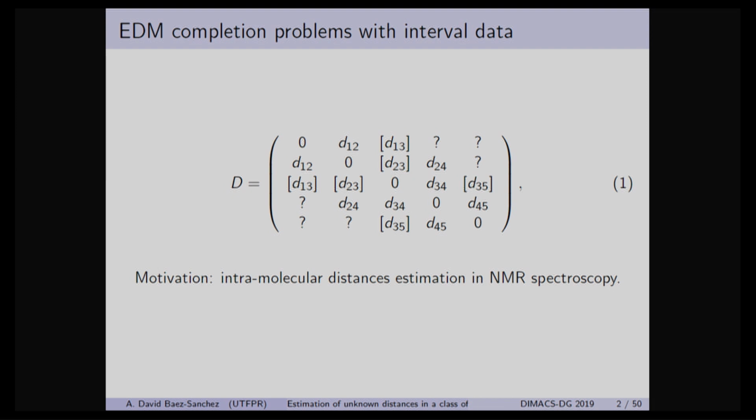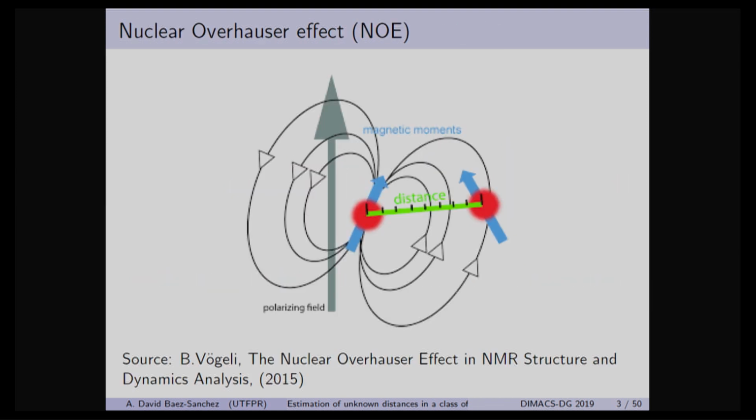Where can you find a situation like this? Our motivation is the intramolecular distance estimation in NMR spectroscopy. I'm not an expert on that, but this is a cartoonish representation of the situation. You have some atoms in a molecule that have some magnetic properties, and somehow you're able to affect these magnetic properties, and you are able to measure the interference. And this measurement depends on the distance. If the atoms are close, you're able to actually measure these things. But if the atoms are too far apart, you're not able to have this measurement.